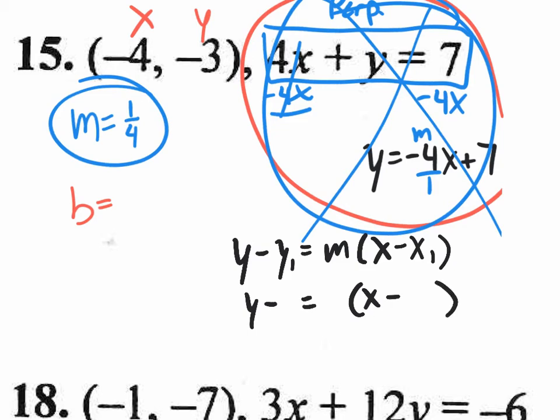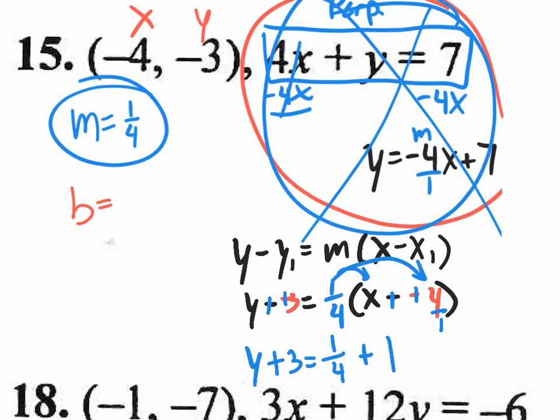The y1 value happens to be negative 3. The x1 value happens to be negative 4. The minus minus changes to plus plus. And the m value happens to be 1/4. So if you were to distribute the 1/4, 1/4 times x is 1/4 x. 1/4 times 4, put it over 1, you'll get 4/4, which is really just 1. And bring down the y plus 3 equaling the 1/4 x.